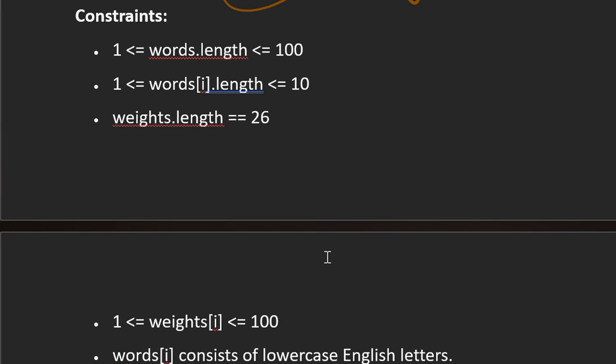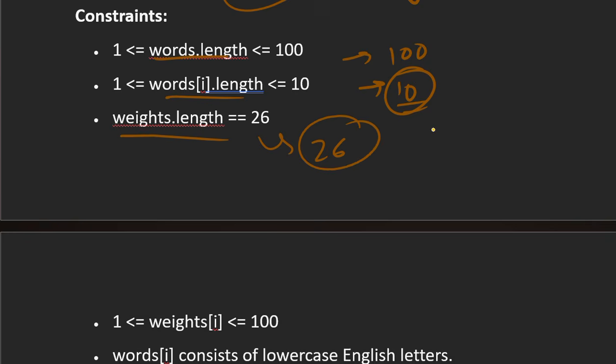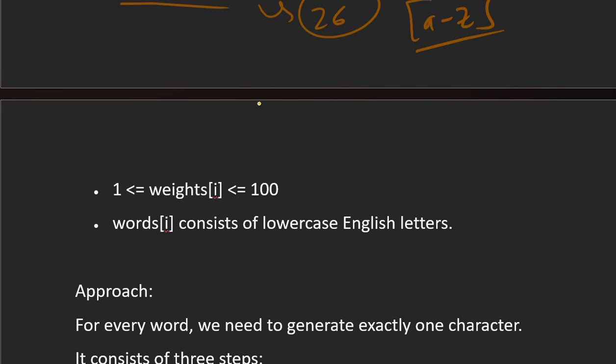Let's see the constraints. In the words array, we have a total of 100 words, and at max each word has 10 characters. In the weights array we have 26 elements, that is the weight of all the letters from A to Z. Each weight value can be anything from 1 to 100, and all the words consist of lowercase English letters.